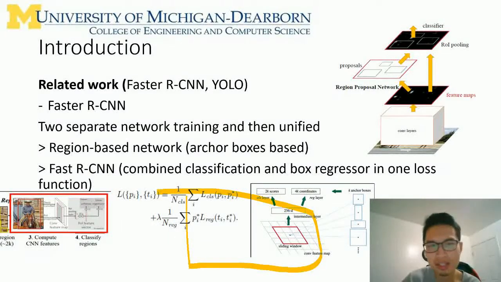For Fast R-CNN, it is all about the classification part. It combines the classification and the box regression in one loss function. And for the region-based network, we'll see the anchors, and how they work for the region-based network.